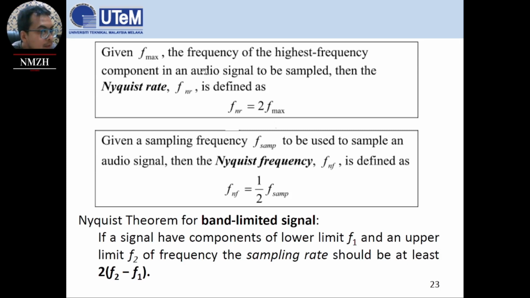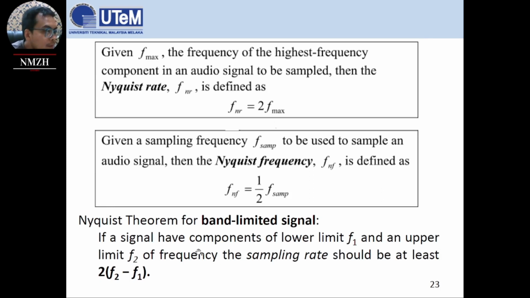The Nyquist rate is a frequency, obviously, in hertz. Nyquist rate is fNR equal to 2 F max, meaning the highest frequency twice. When we talk about Nyquist frequency, we talk about fN equal 1/2 F sample. So that will be a relation between the two, for finding Nyquist rate or Nyquist frequency.